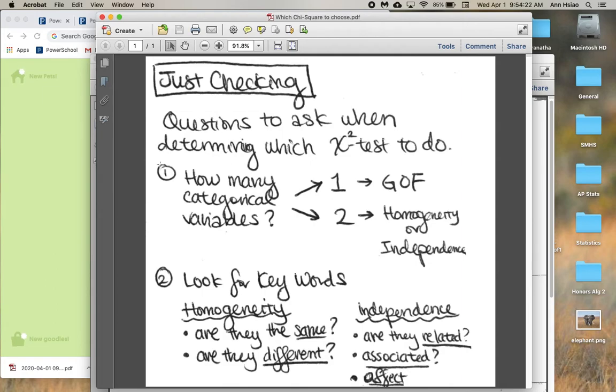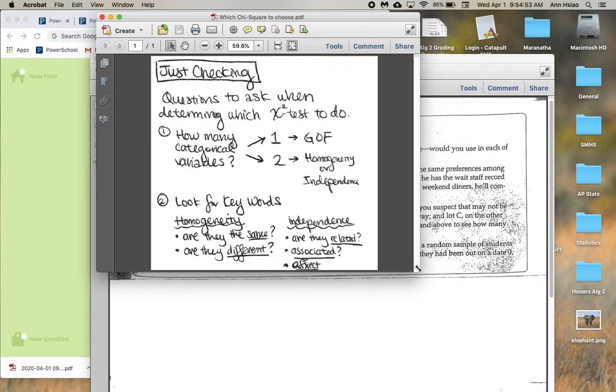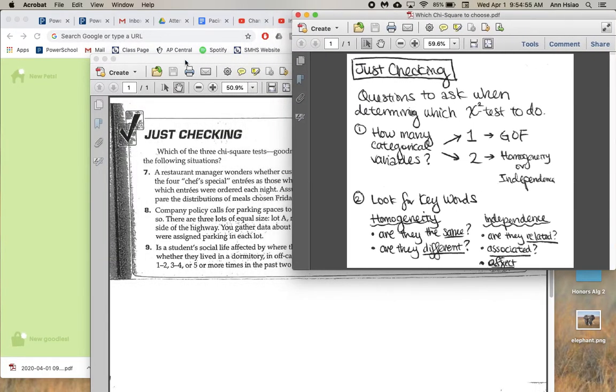So again, the first thing you want to check is, are the variables categorical? If the answer is yes, then we are doing a chi-square test. The next thing you want to ask is, how many categorical variables are there? If the answer is 1, then it's goodness of fit. If the answer is 2, then it's homogeneity or independence. And then to determine between homogeneity or independence, look for those keywords. All right, so let me show you how that's done with our just checking questions over here.